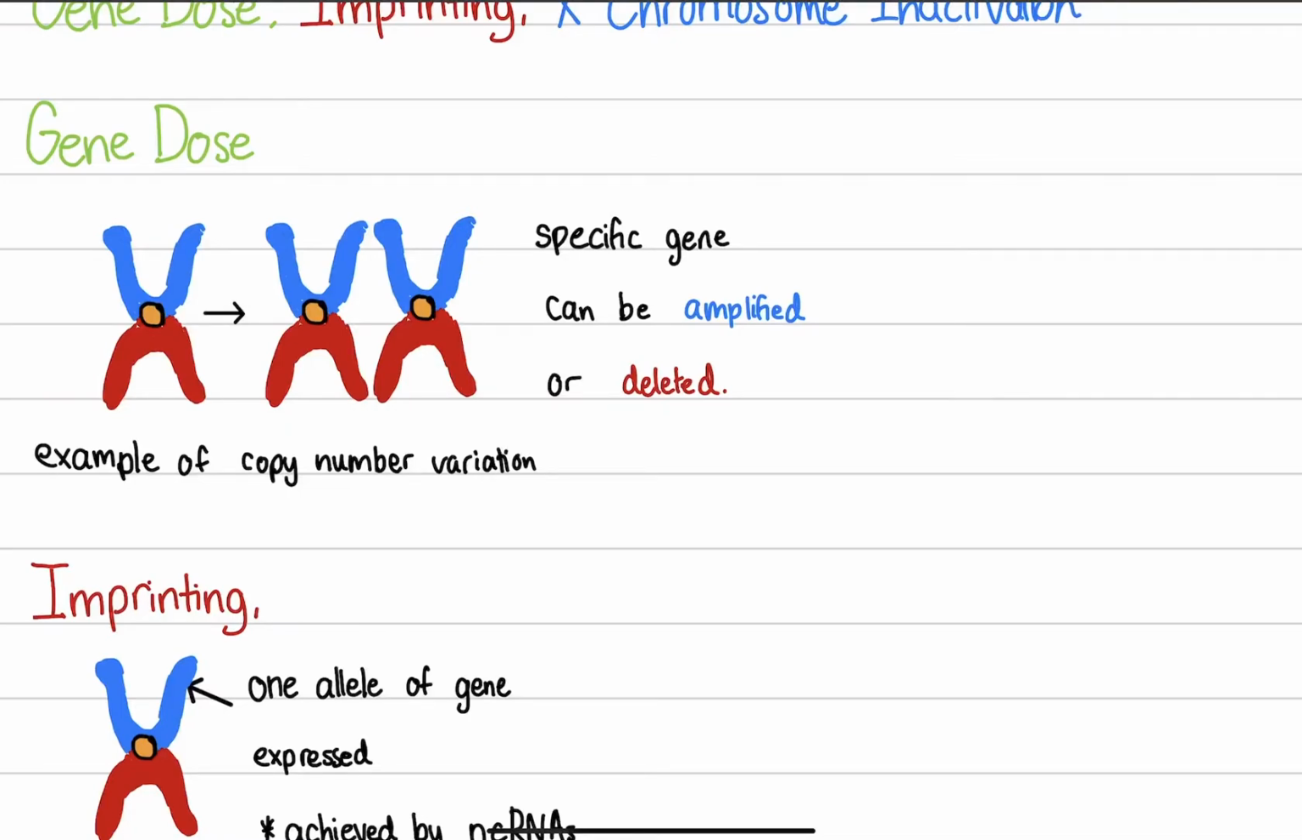And likewise, if we were to delete those sequences, then that is being reduced, and that is reducing the gene expression. That's one way of controlling gene expression, gene dose. So we could either copy it or delete it. That's all I'm trying to say. This is an example of copy number variation. We talked about that in mutation.